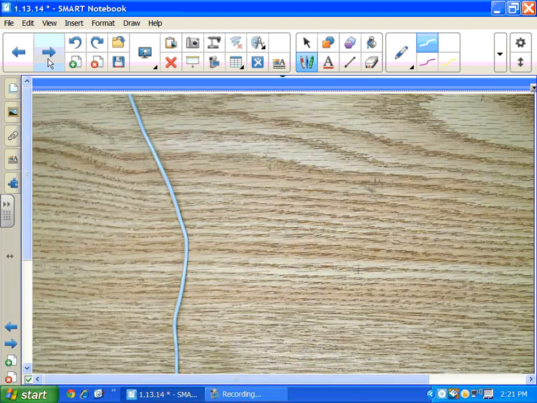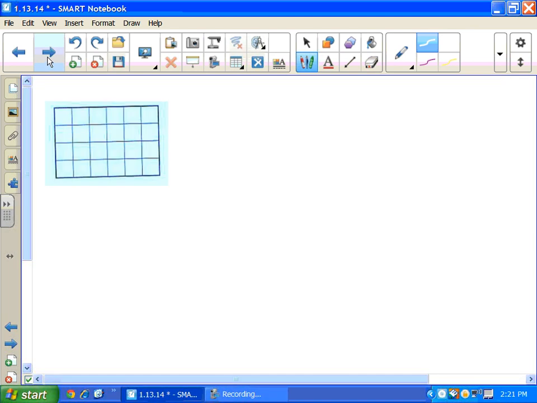If you would, take a look at my 4x6 rectangle, and let's pretend that this 4x6 rectangle is a sandwich that I've made for lunch. And I decided that I'm only going to eat half, or 1/2 of the sandwich. Right now, pause the video and shade in on one of your 4x6 rectangles 1/2 of this sandwich.